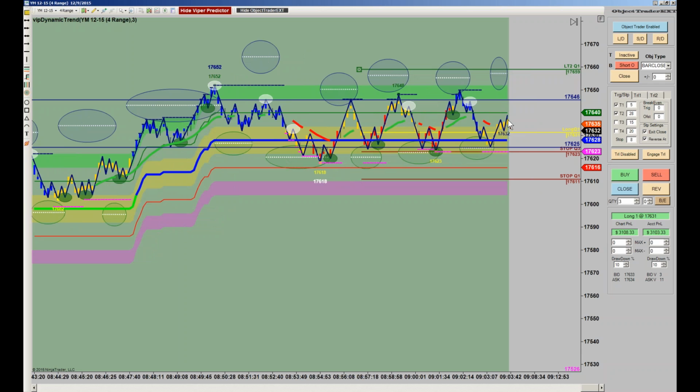Stop's going to be right here as soon as it takes out the high. It hadn't done it just yet. Your lightning's not identified. It should be any moment. It's got to close above there.